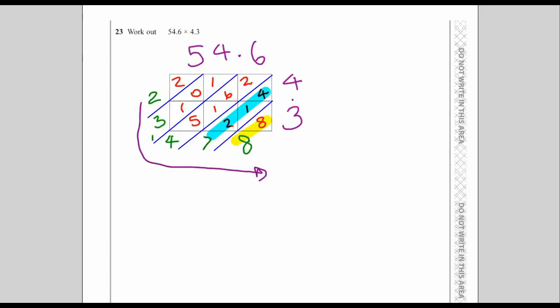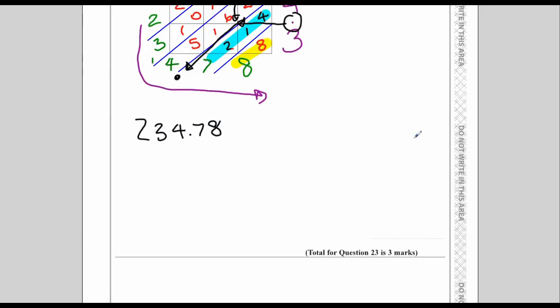But this question is even more tricky because we've got decimal places too. Now with the decimals, go down until they meet and then follow the diagonal through. So it goes here. So your final answer is 234.78 for 3 marks. It's a really nice method to learn. And if everyone wants, I can make a video teaching that method if we get some requests.